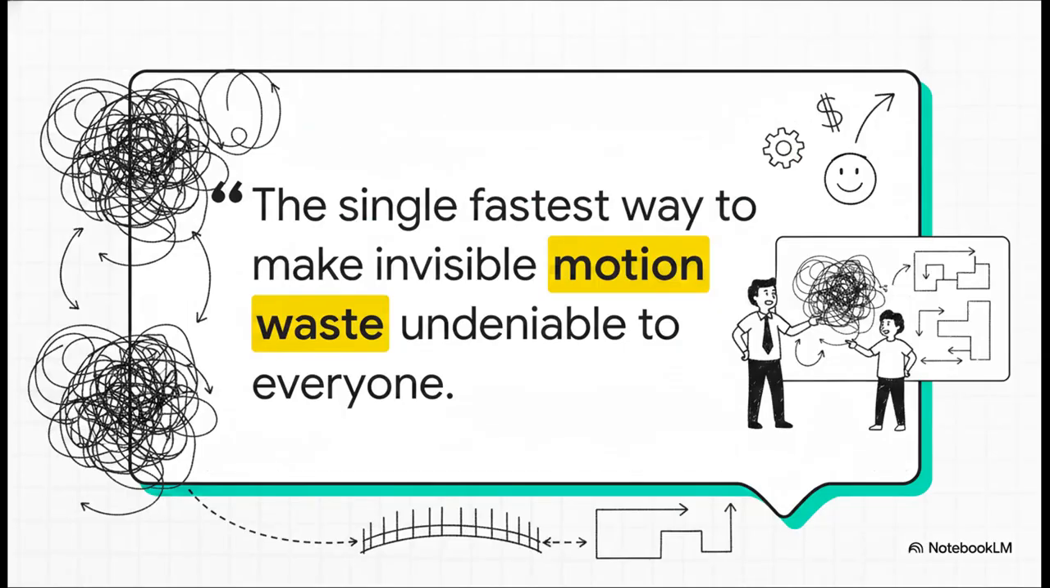To summarize all of this, here's a core takeaway to keep in mind. A spaghetti diagram is the single fastest way to make invisible motion waste undeniable to everyone in the room. When it's executed correctly, this tool beautifully bridges the gap between those doing the actual work and those managing the budget, making the invisible totally visible. It gives new employees and seasoned veterans alike a shared, completely non-verbal way to just point to a diagram and say, "Look at this knot of lines. This layout is broken, and we need to fix it."